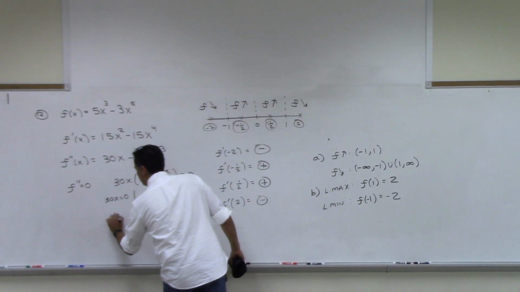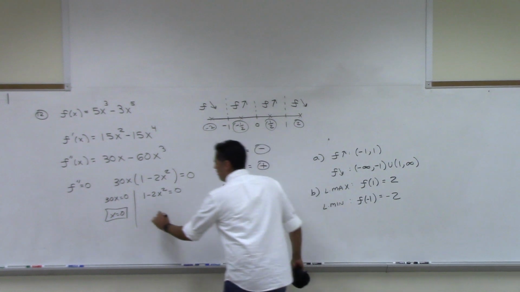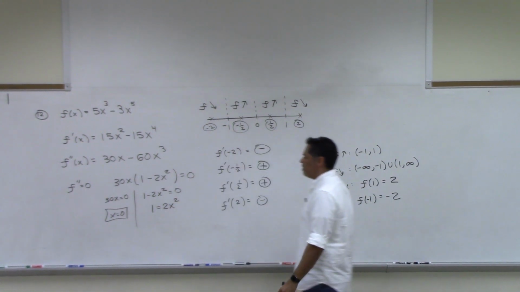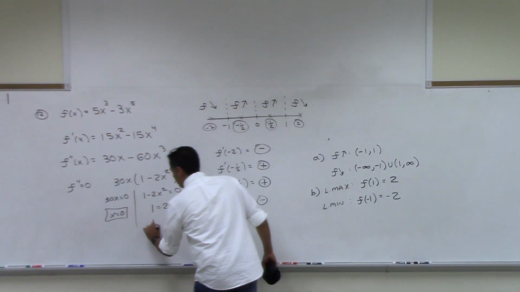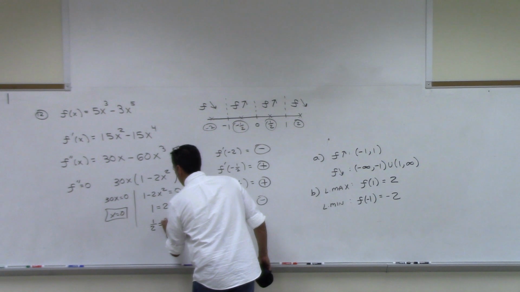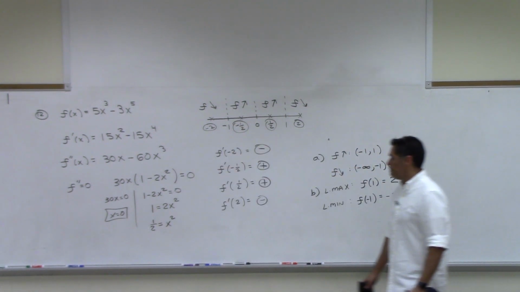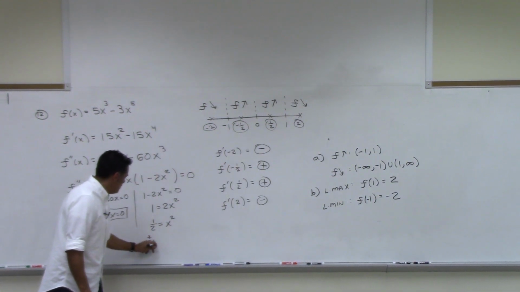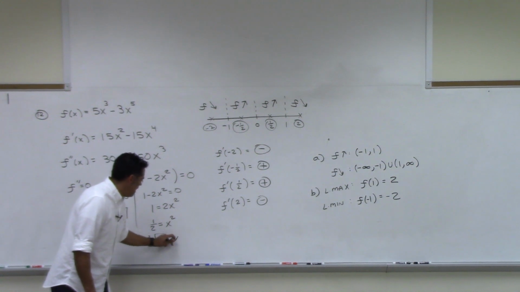This just gives you 0 as an answer. This one's a little bit tricky. I'm going to do it this way. I'm going to move the -2x to the other side as a +2x, and I'm going to divide by 2. And then I'm going to take the square root, which means I have a plus or minus. So plus or minus the square root of 1/2 equals x.